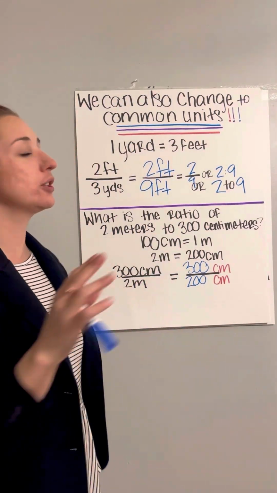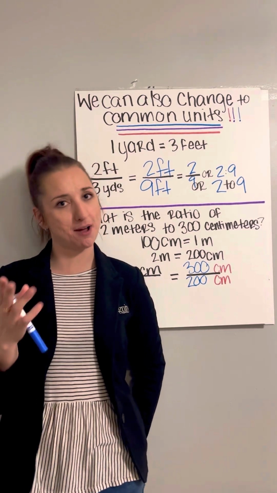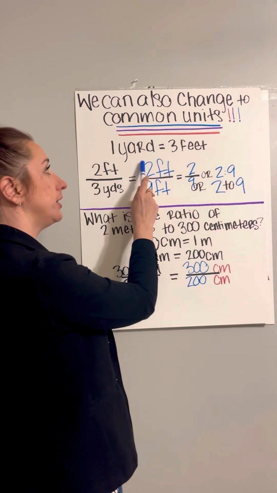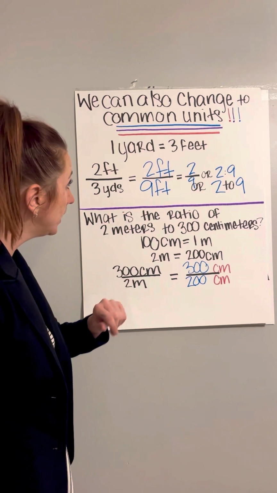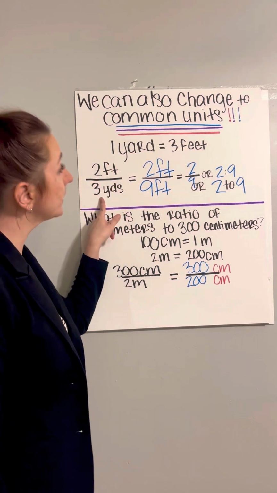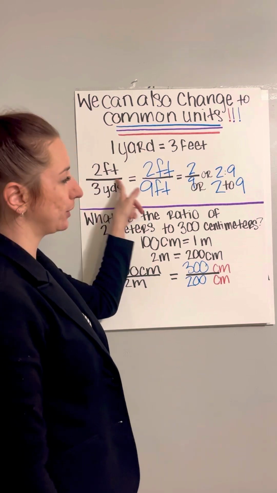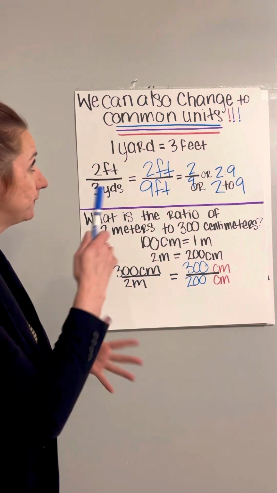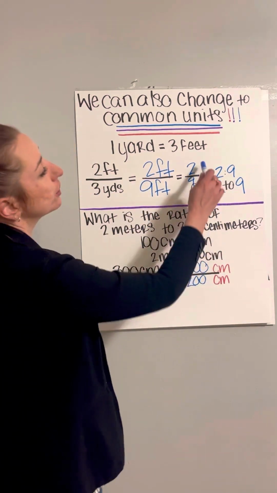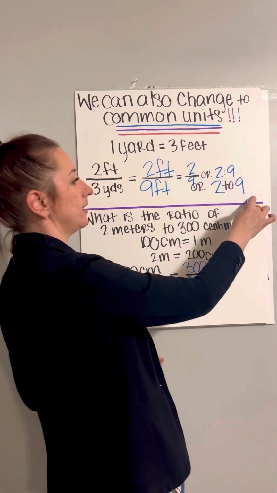We can also change to common units. So instead of 2 feet to 3 yards, we can change them into common units and figure that out. With our 2 feet and 3 yards, we know 1 yard equals 3 feet. So if we're going to change to feet, there are 3 yards, so 3 feet times 3 yards is 9. We bring over our 2 feet. So the ratio of feet is 2 to 9. We can write it as 2 to 9, or 2:9, or 2 over 9.